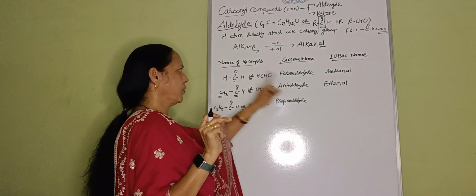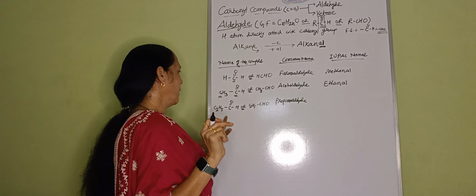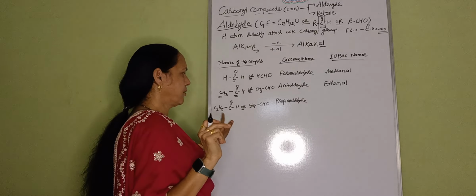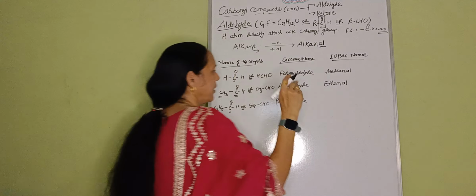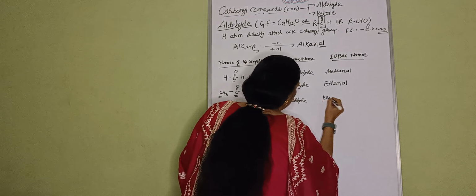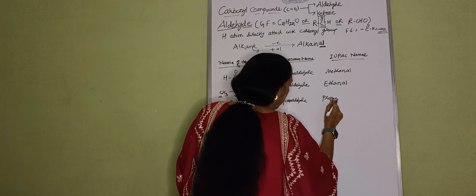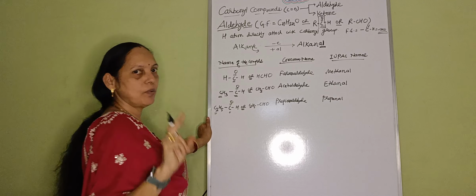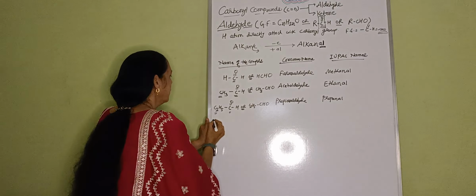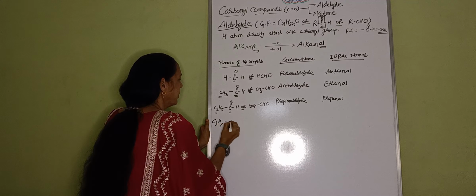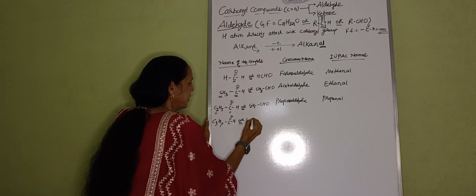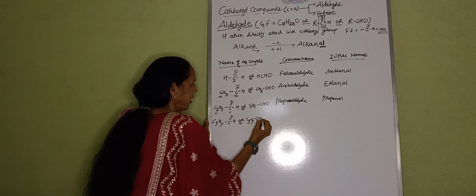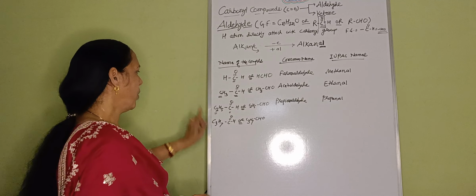Now the IUPAC name. How many carbons? 2 and 1, totally 3 carbons are there. 3 carbon in our alkane means propane. Isn't it? Propane. E is replaced by Al. So the name of the compound will be propanal. Now C3H7, C double bond OH, or we can write the condensed formula C3H7CHO.